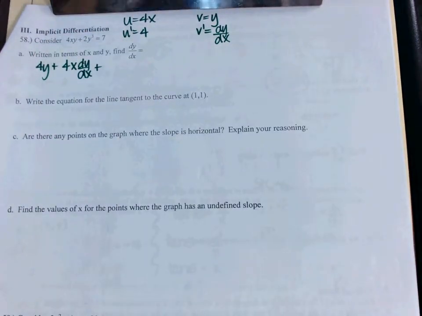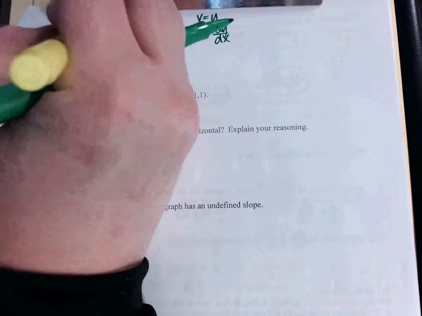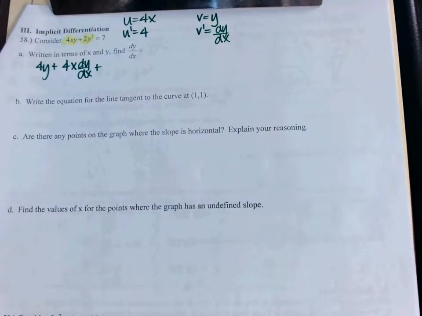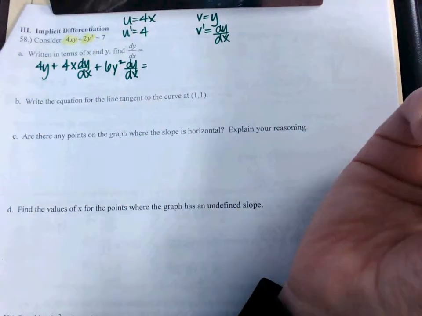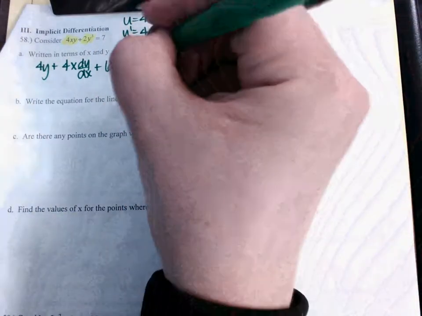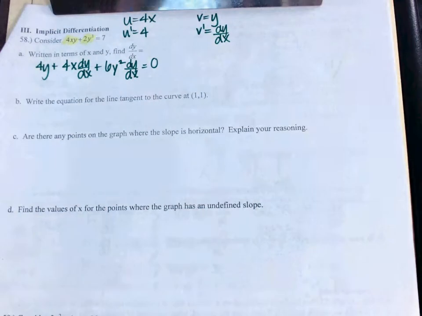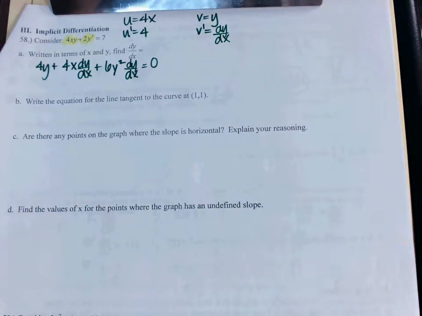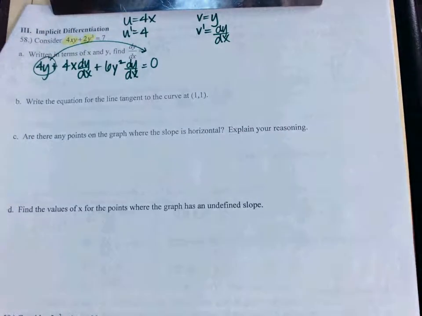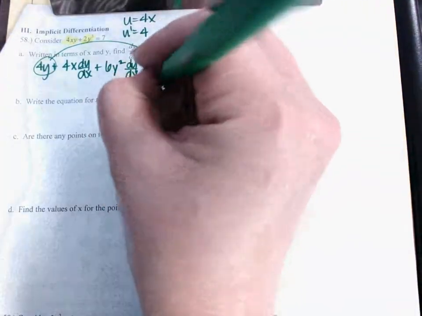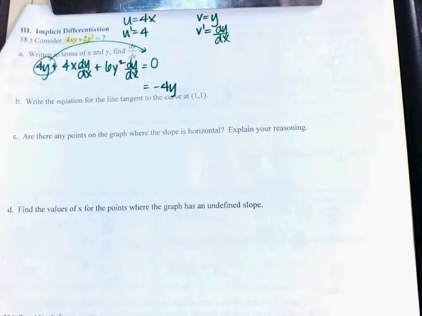Okay, next term. So we did our product rule. That's this term. What's the derivative of 2y cubed? 6y squared dy dx. Do I keep the 7 on the other side? No, derivative of 7 is 0. Then remember from there, anything that does not have a dy dx has to go to the other side. Specifically, that would be my 4y coming across to be a negative 4y.